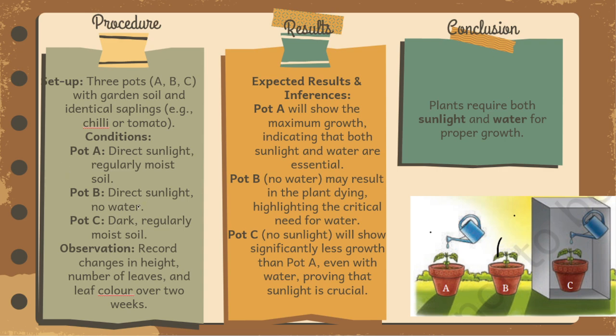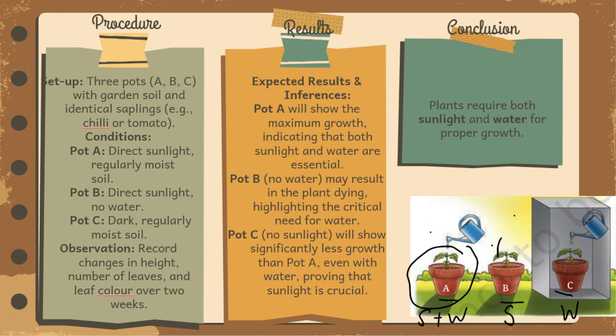In this experiment, you have to take three potted plants, A, B, C. The first plant is kept under direct sunlight and is regularly watered, so it has both sunlight and water. The second pot B only has sunlight, there is no water. And the pot C is in the dark but it is regularly watered.